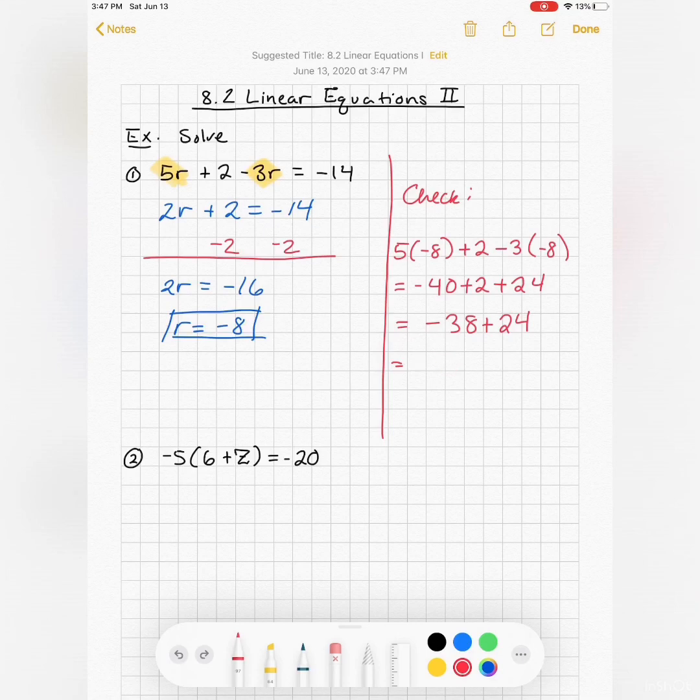Whoops. Let's see, negative 38 plus 24. What does that come out to be? Negative 14. So where am I looking? I'm looking up here. So that's what I evaluated, and I got negative 14. Does check.